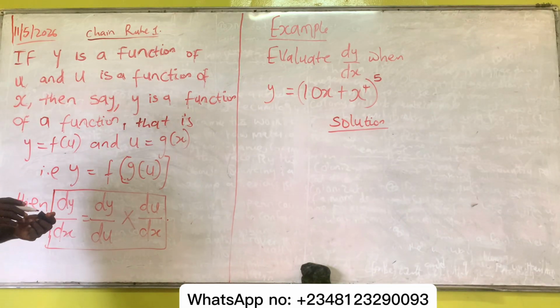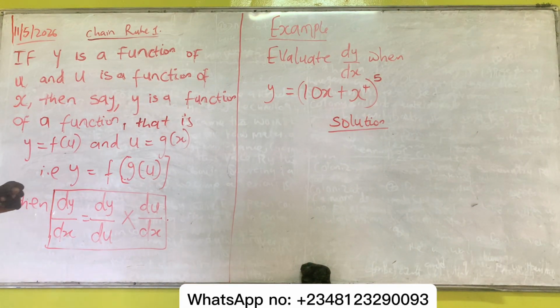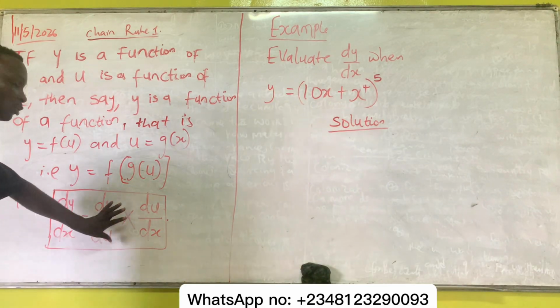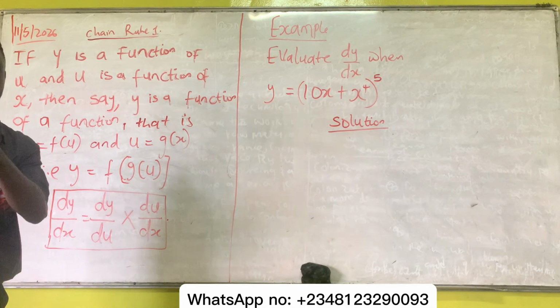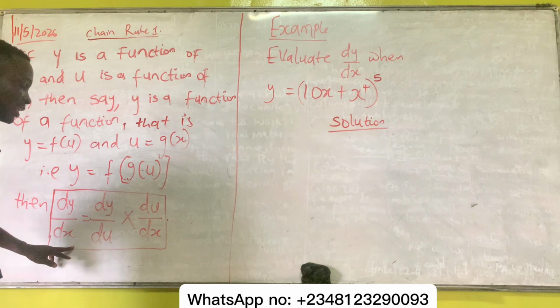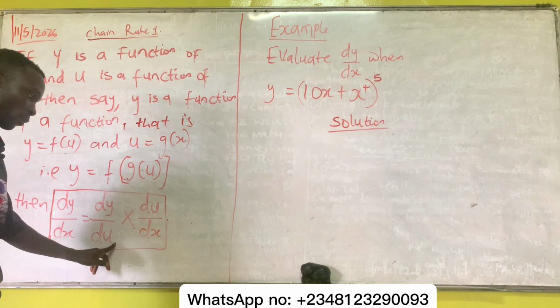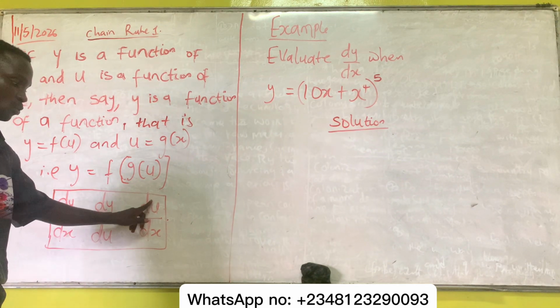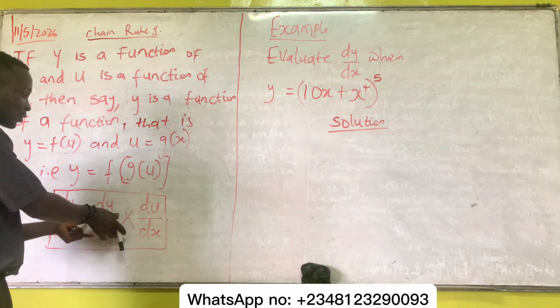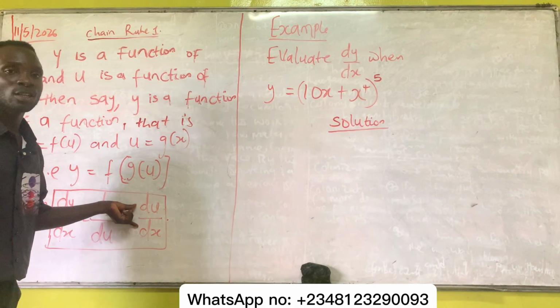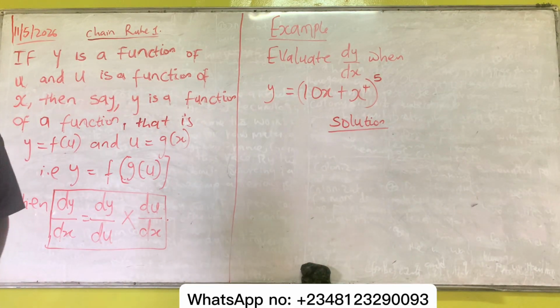They don't need to tell you to use the chain rule to differentiate first. Once you see that a function has another function, you have to introduce the chain rule of differentiation, which is dy/dx is equal to dy over du times du over dx. This one is of the first function, while this one is of the second function.